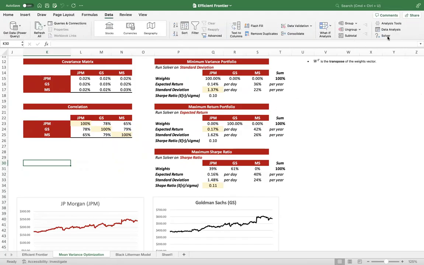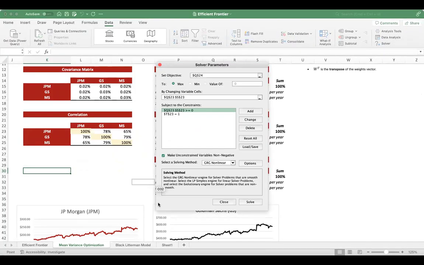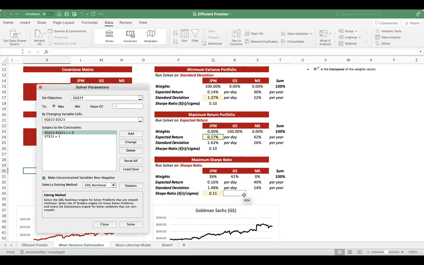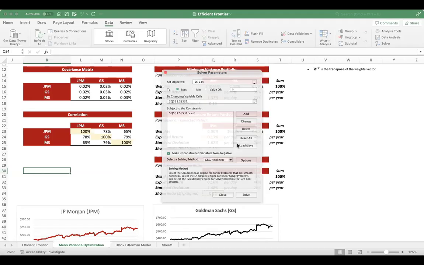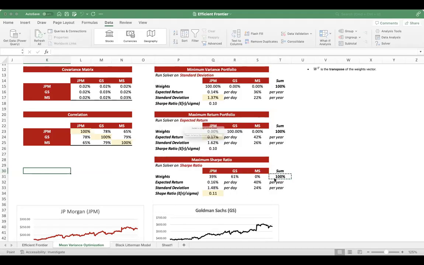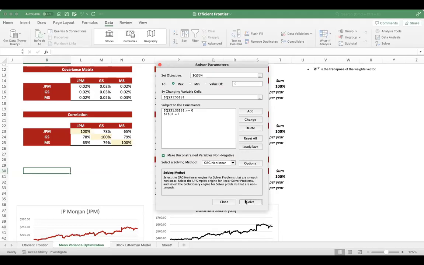So I'll go on Data, I'll go on Solver, right? And this is my objective function. I need to maximize my Sharpe ratio by changing my weights. The first condition is that these weights should be greater than or equal to 0, and one more condition is that the sum of the weights should be equal to 1. All right, so let's solve for this.